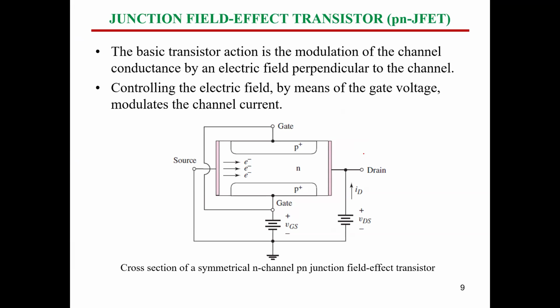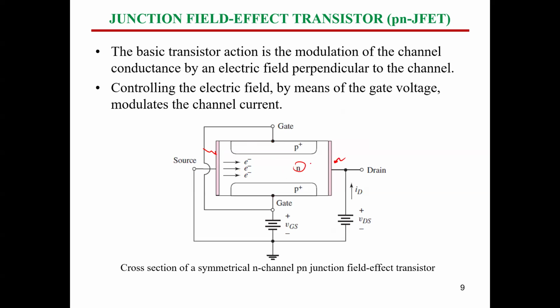Firstly, the construction: we have the drain. This is the drain, a metallic part. This is the source, a metallic part, and the gate is connected here to these two P-type materials. So we have two gates now, and the channel will be conducting between these two P materials. This is an N channel one, since this is N in the middle.